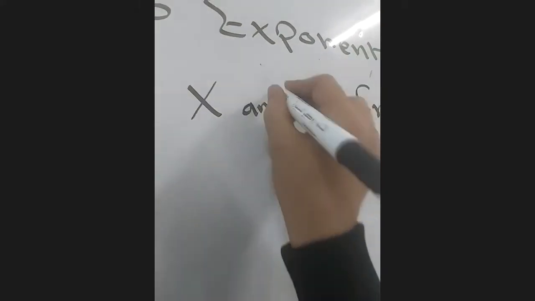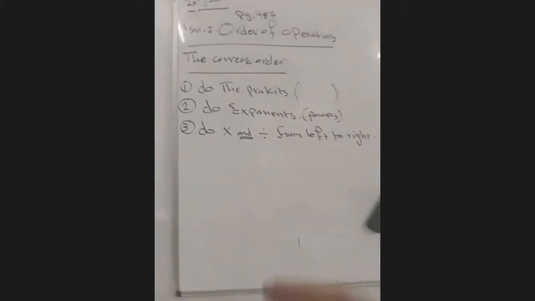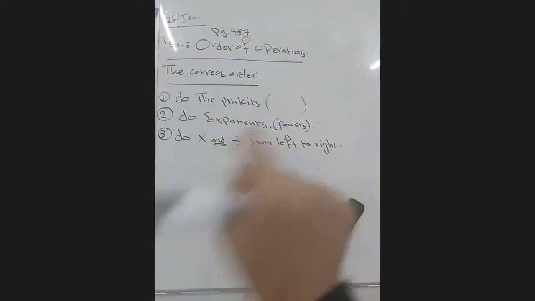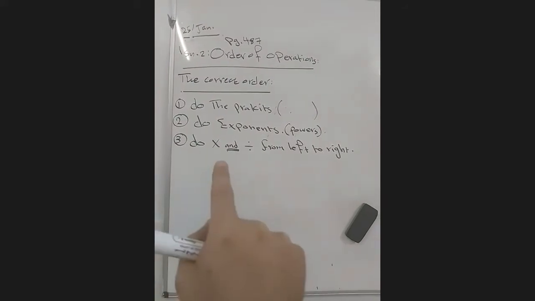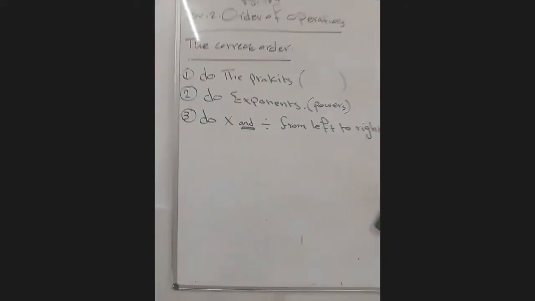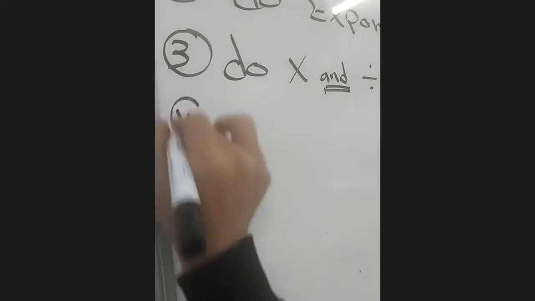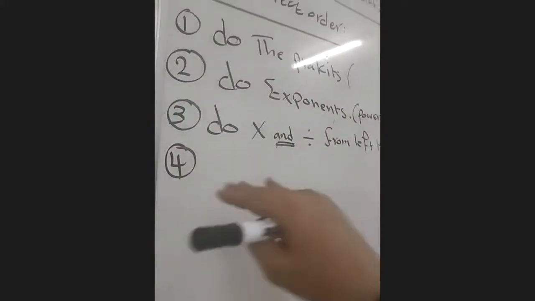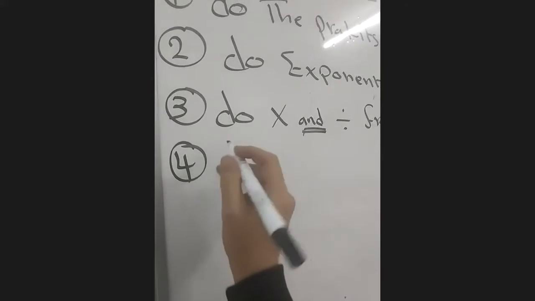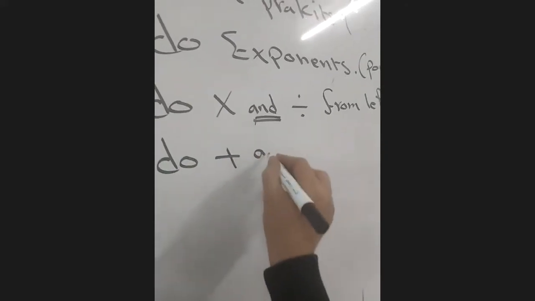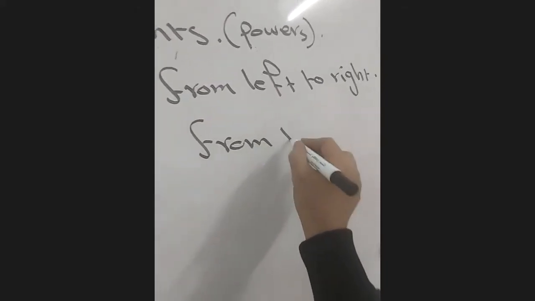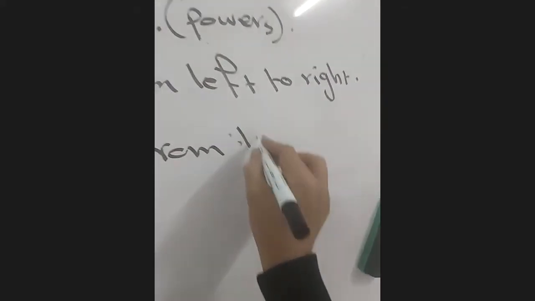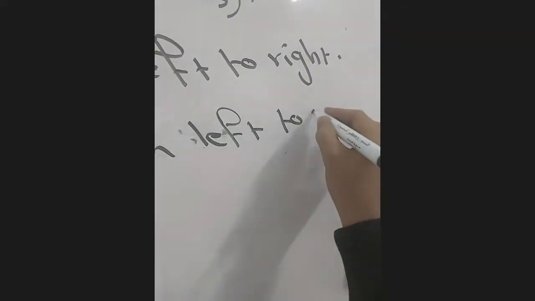Do multiply and divide, sorry. So the first step, we do the brackets. Second step, we do the exponents. Third step, we do multiply and divide from left to right. Fourth step, the last step, always do addition and subtraction from left to right.